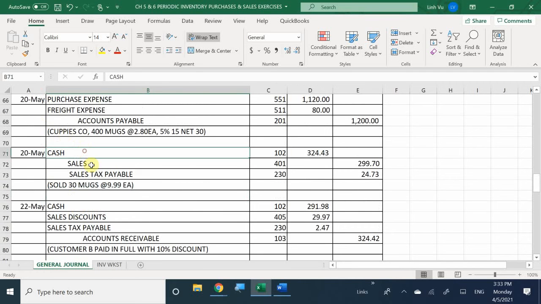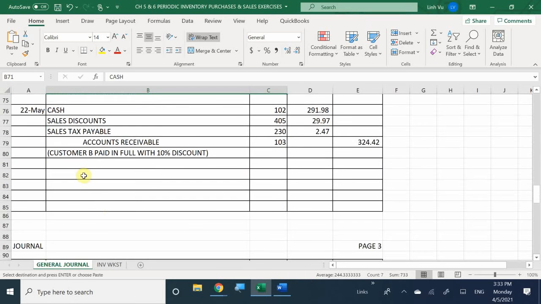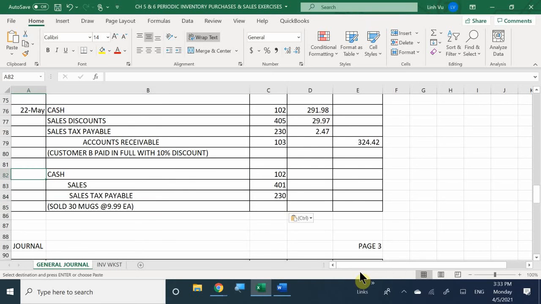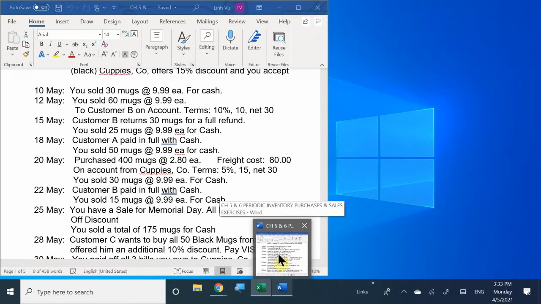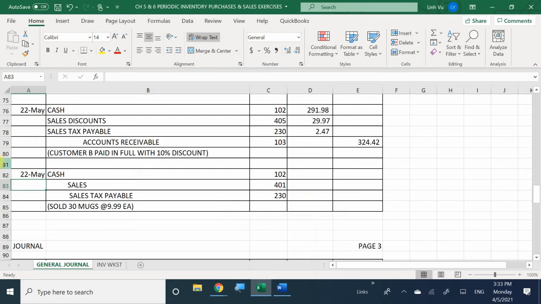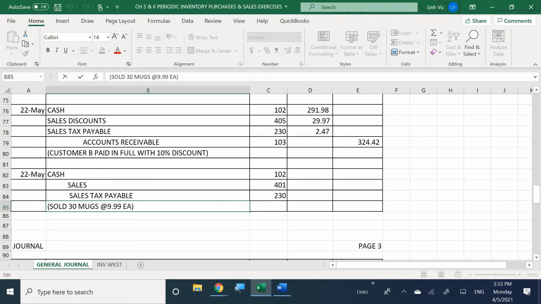So once again, we received cash, and we had a sale, and we charged sales tax. Okay. And this is going to be on the same day, so May 22nd. But this time, how many cups did we sell? 15. We only sold 15. So I'm going to modify this real quick, saying that we sold 15 mugs.